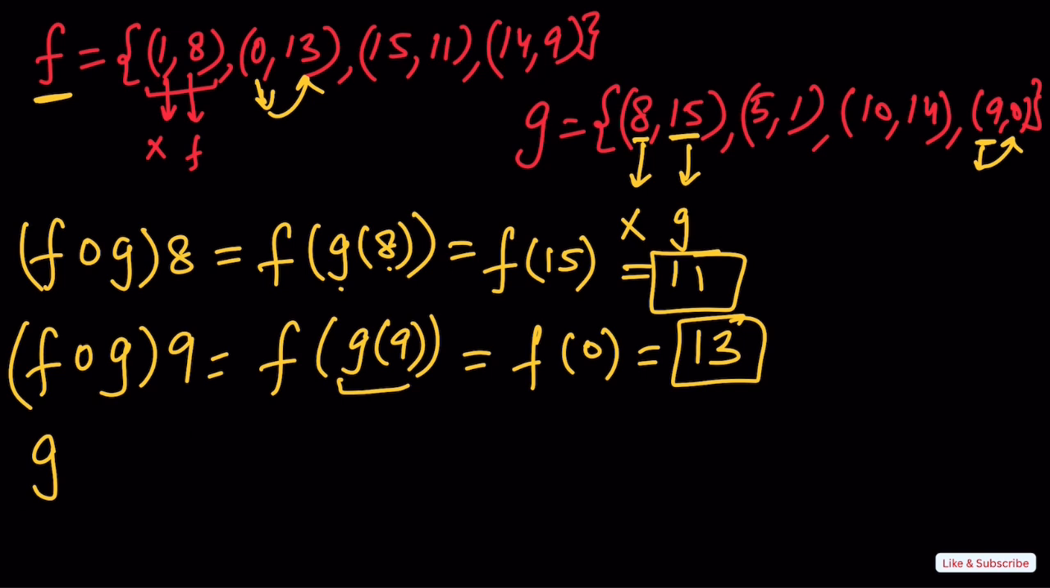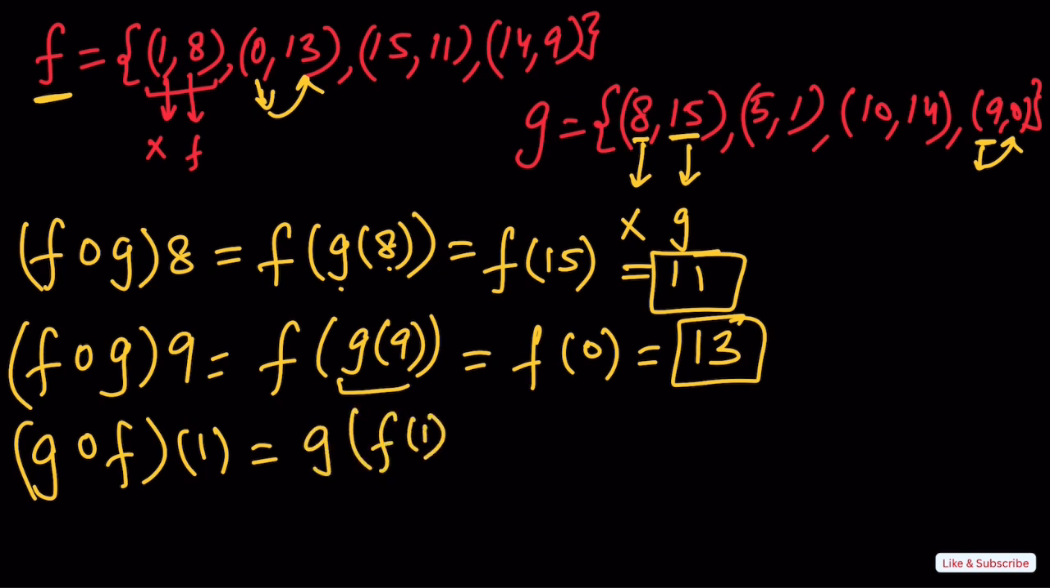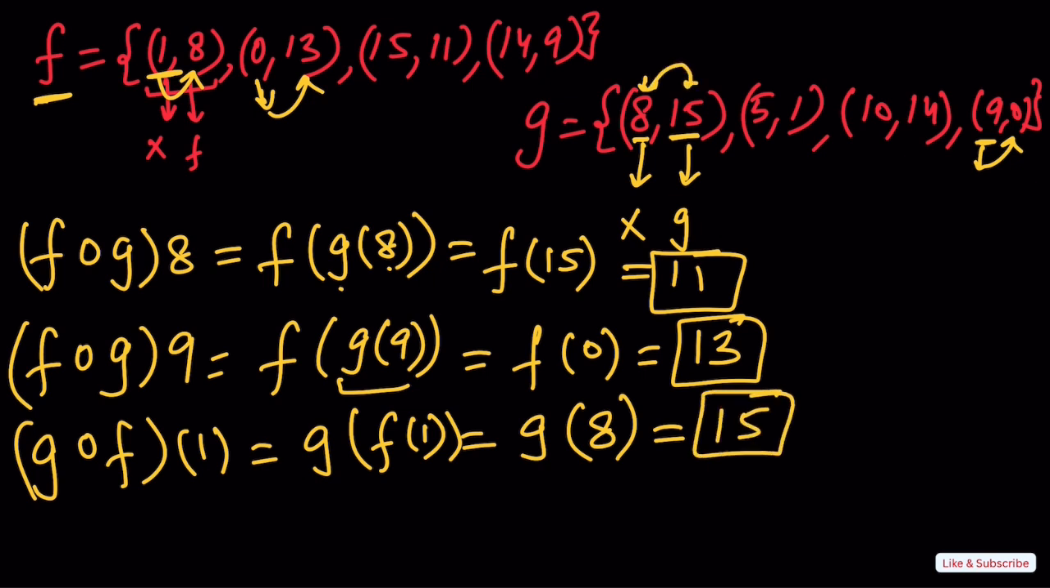Now find g of f of 1. I can write this as g of f of 1, which gives me, now what is the value of f of 1? Now in function f, look for x being 1. If x is 1, the value of the function is 8. So I can write here 8. Now what is g of 8? When x is 8, the value of the function g is 15. I can write this as 15.